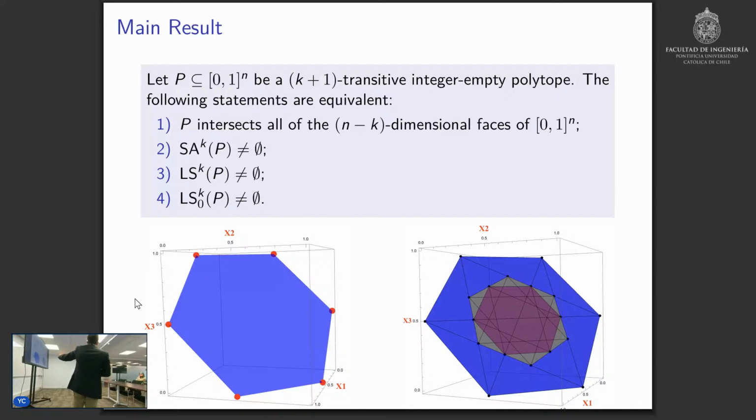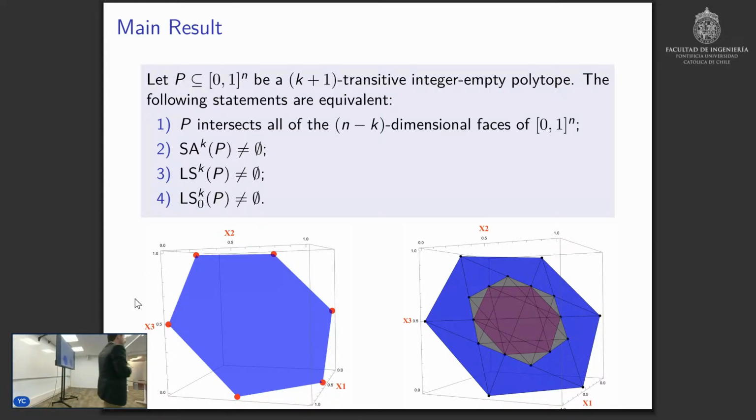So let me illustrate that with this example. So we said integer empty. Let's apply this theorem with k equals 1. We know that we're 3-transitive, so in particular we're 2-transitive. So let's see whether condition 1 holds. This is saying that P intersects all of the faces; n is 3 and k is 1. So this means that we're intersecting all of the 2-dimensional faces of the cube in 3 dimensions, that is, all of the facets of the cube. P intersects all of the facets. But you can see that here you're touching this, you're intersecting there, the back, this other back, the top, and the bottom. So then 1 holds.